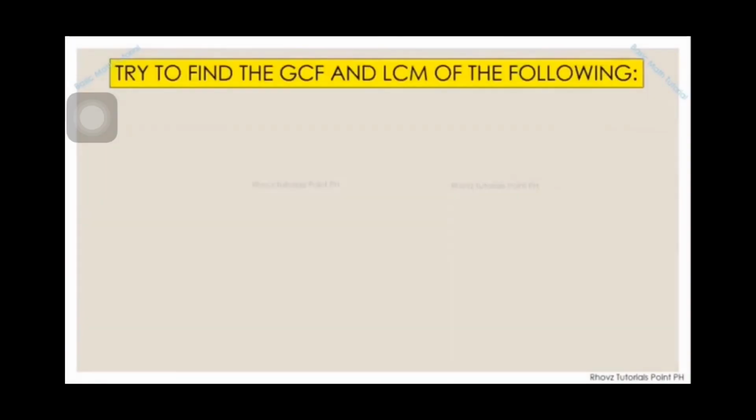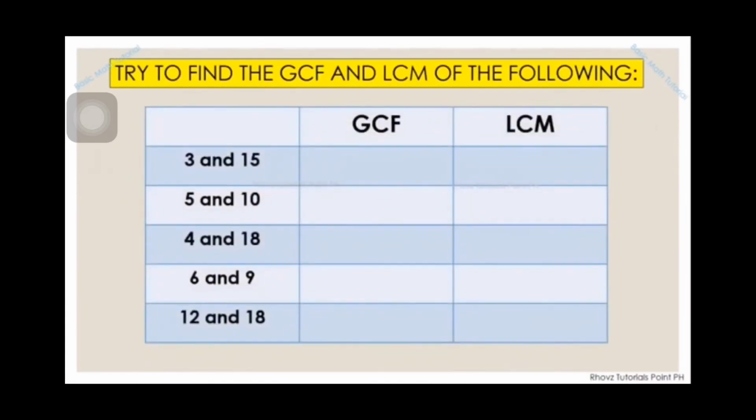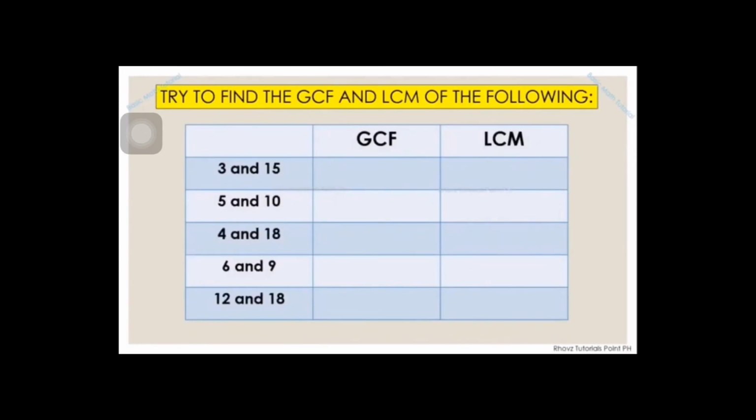Now, kids, it's your turn. Kindly get your paper and ball pen. For our activity, we're going to find the greatest common factor and the least common multiple of the following. First, find the GCF and LCM for 3 and 15. Number 2, find the greatest common factor and LCM for 5 and 10. For number 3, find the greatest common factor and LCM for 4 and 18. For number 4, find the GCF and LCM for 6 and 9. And finally, find the factors and multiple of 12 and 8. You are going to write your answers on a piece of paper.